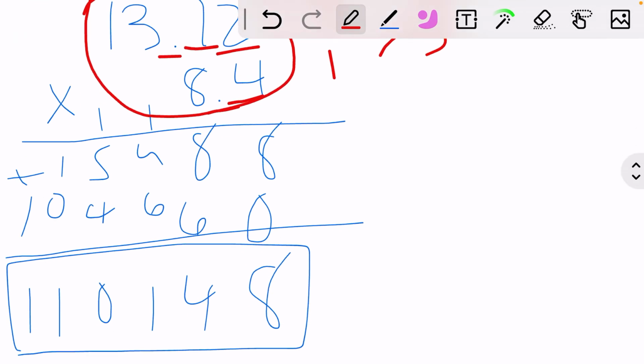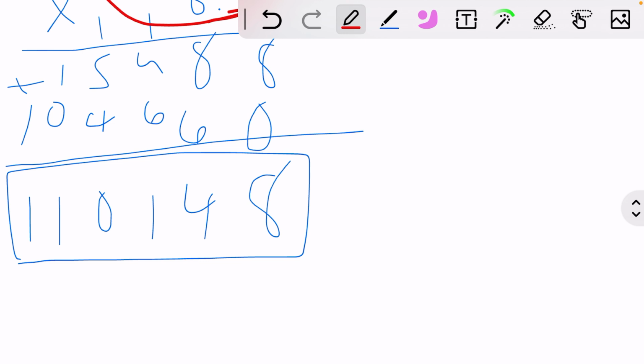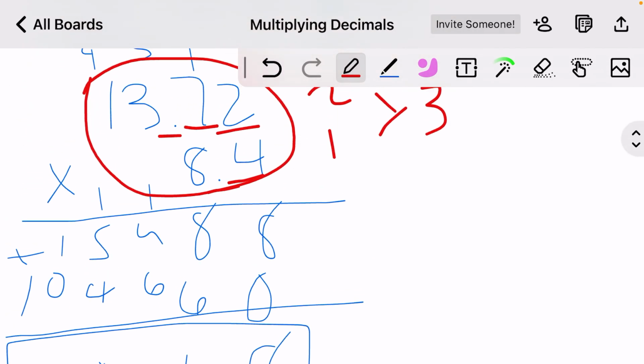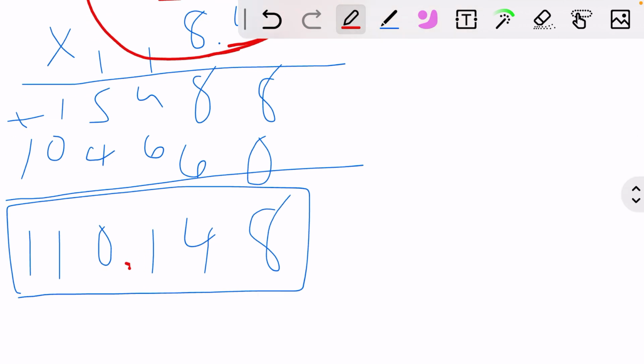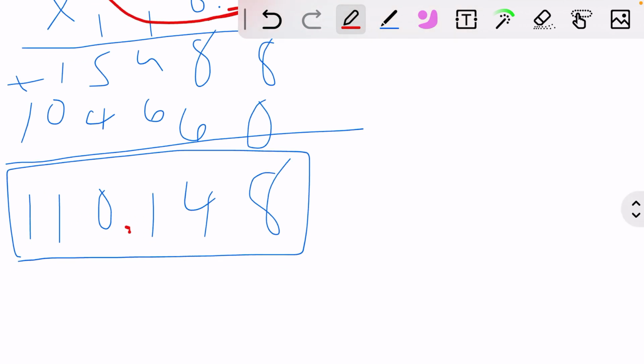And so when we get back to our result, we need 3 decimal places in our answer. And so this is going to be 1, 2, 3 places. And that's going to be our answer, 110.148.